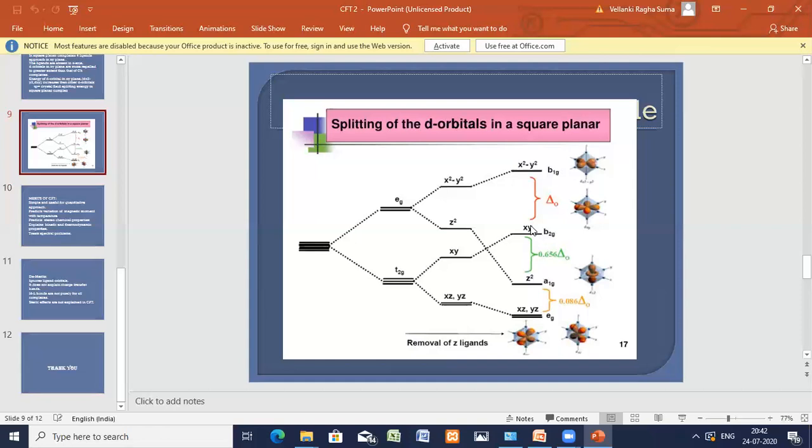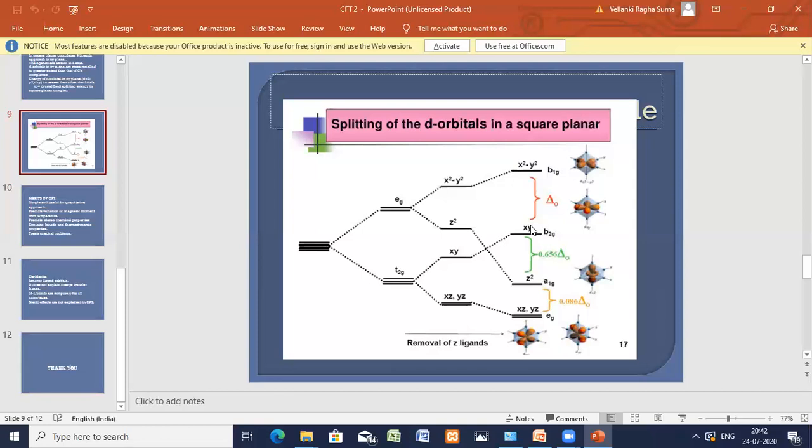Weak ligands exert less electrostatic field on the metal and less splitting power. They are the weak field ligands. Example: iodide, bromide, chloride, fluoride. If you see my previous sessions, you can understand clearly. Strong ligand, weak ligand complexes, I have told.